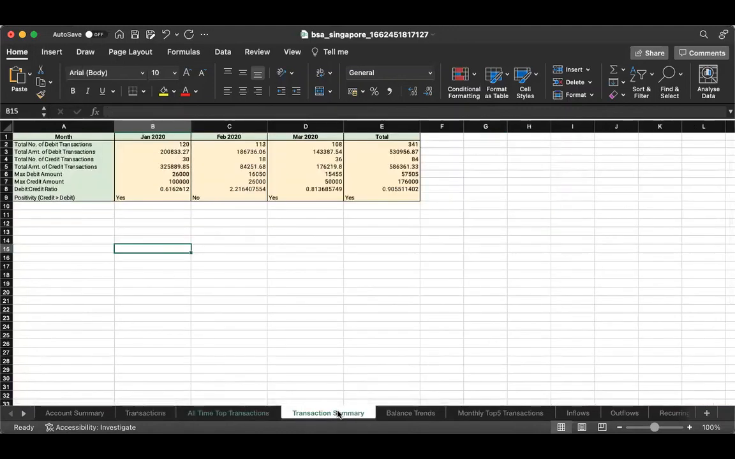The transaction summary is a month-on-month summary, where for each month we give you the whole analysis on the total number of debit and credit transactions for that month, the maximum debit amount and credit amount, and the debit to credit ratio, as well as whether there's a positivity in that month, which means that the overall credit transactions for that month are higher than the debit transactions in that month, and so on. So this is the whole idea for the overview summary on the transactions.